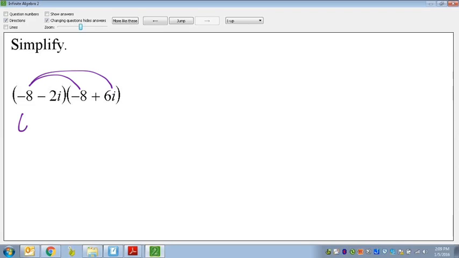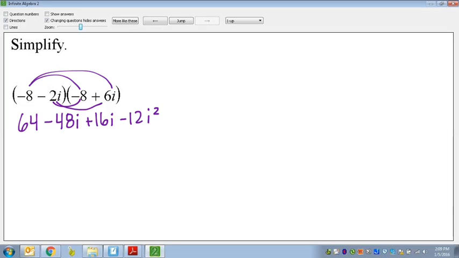So negative 8 times negative 8 is 64. Negative 8 times 6i is negative 48i. All right, then we have negative 2 times negative 8 is positive 16i. And negative 2 times positive 6 is negative 12i squared. Okay. And something about imaginary numbers.